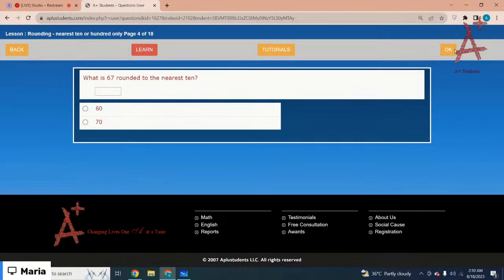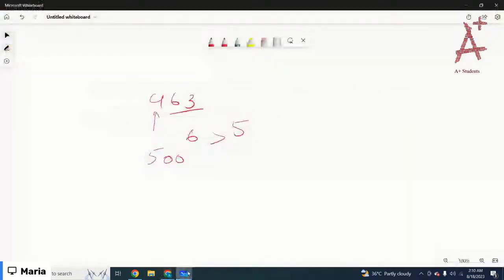What is 67 rounded to the nearest 10? So you have 67, right? 6 is the digit at the tens position. On the right hand side, you have 7. You have to compare this digit to 5. 7 is greater than 5, right? That means you have to round up. 6 plus 1 is 7, and replace the other digit with 0. So it would be rounded off to 70. The correct option is 70.